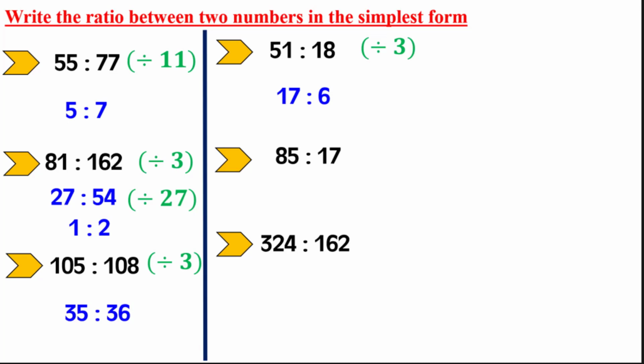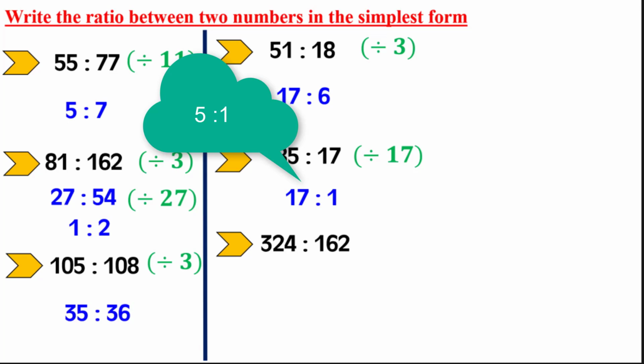85 and 17 are divisible by what? Oh, 17 is a prime number. It's divisible by itself. But 85, the last digit here is 5, so the number is divisible by 5. When we divide 85 by 5, it will be 17. So we can write 85 as 5 times 17, and we can write 17 as 17 times 1. So the common factor between the two terms of the ratio here is 17. We can now divide by 17, it will be 5 to 1 in the simplest form.